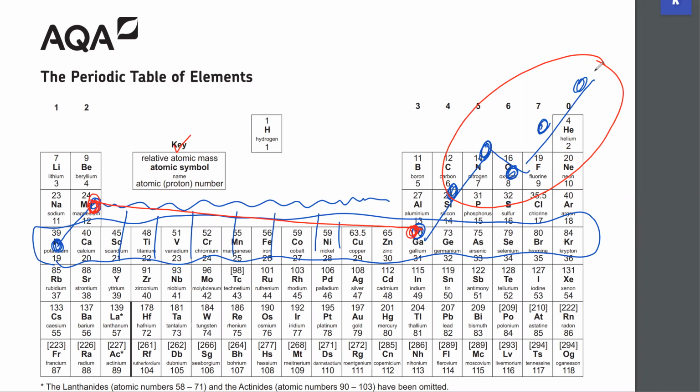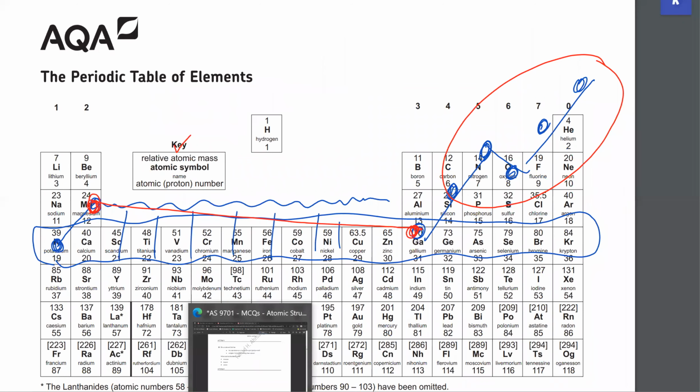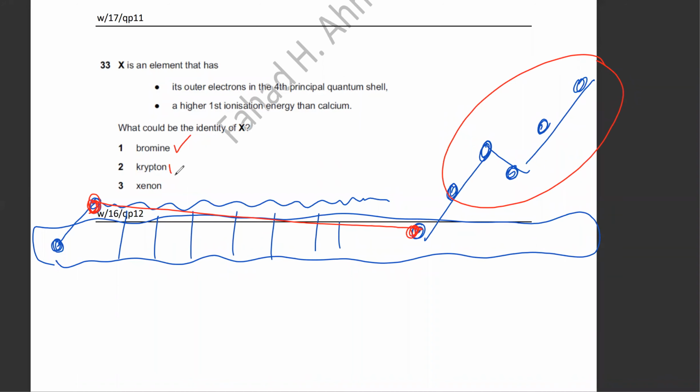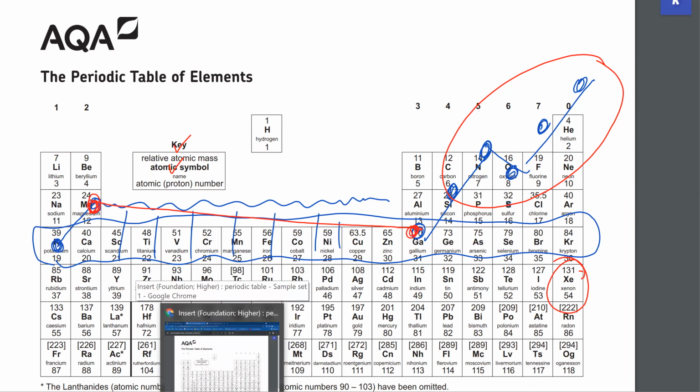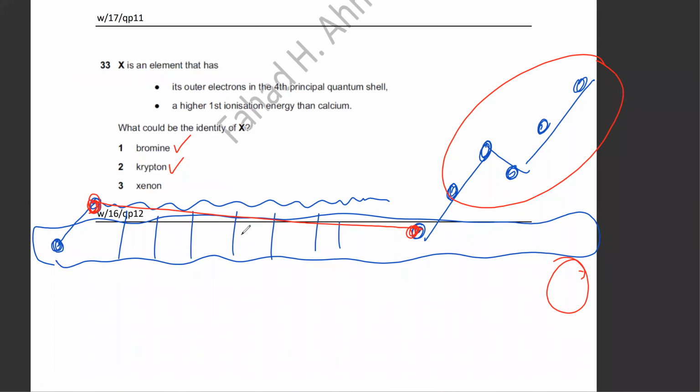Krypton. I mean, krypton is going to be the highest, so krypton is also there. Not xenon, is it? Is xenon going to be there? Xenon is lower down in the period. So xenon is probably not going to be there. It's going to be lower down, so its ionization energy would be lesser. As you move down the group, the ionization energy would decrease. So not xenon. So the answer is going to be, the first two options are going to be correct.